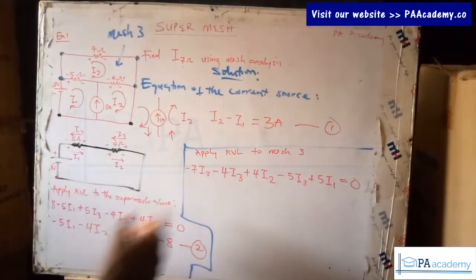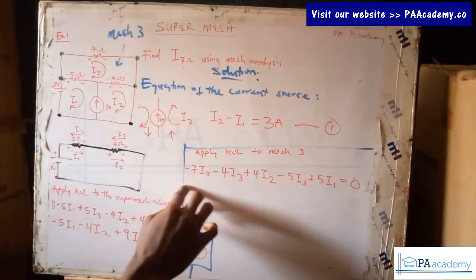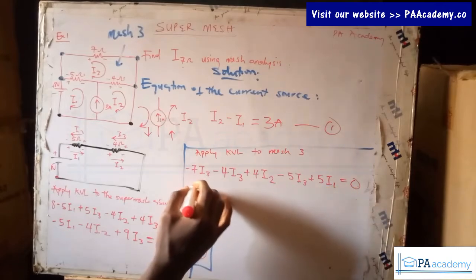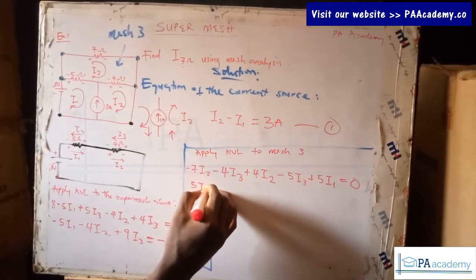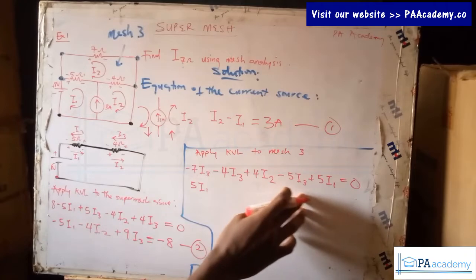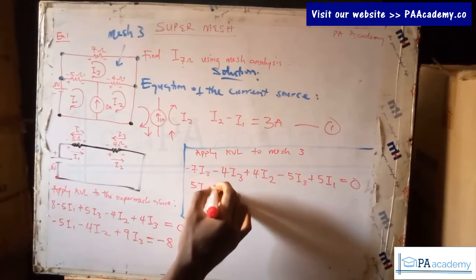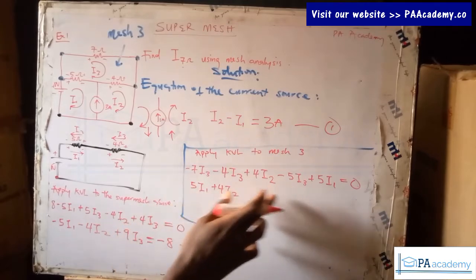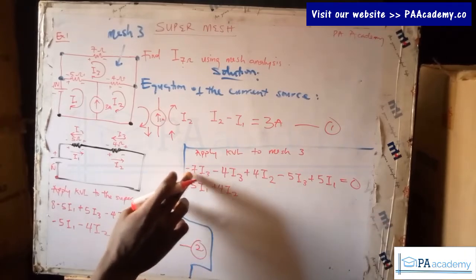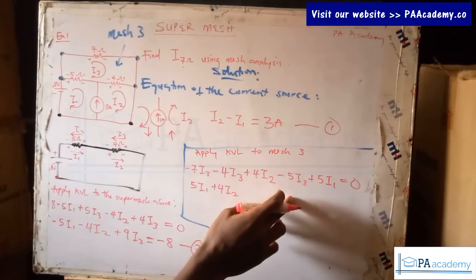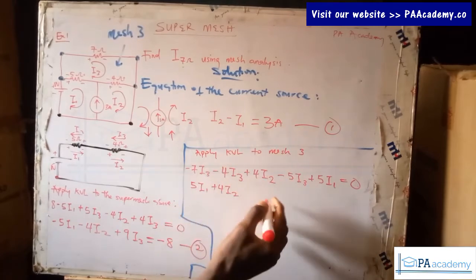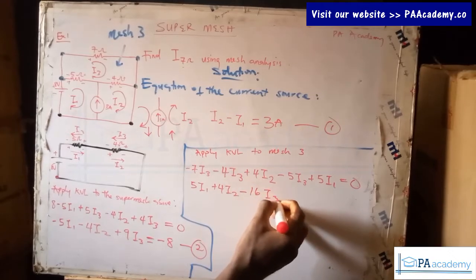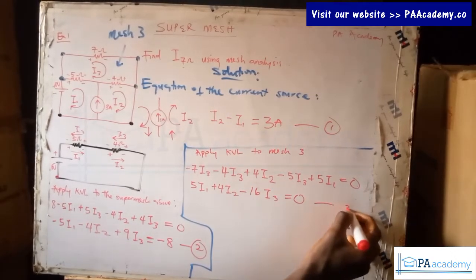Now let's simplify this also and rearrange it properly. Let me bring this 5 I1 first. Which other one is I2? This is 4 I2 plus 4 I2. Then for I3, we are having minus 7 I3 minus 4 I3 and minus 5 I3. That should give us minus 16 I3 equals to 0, and this is our equation 3.